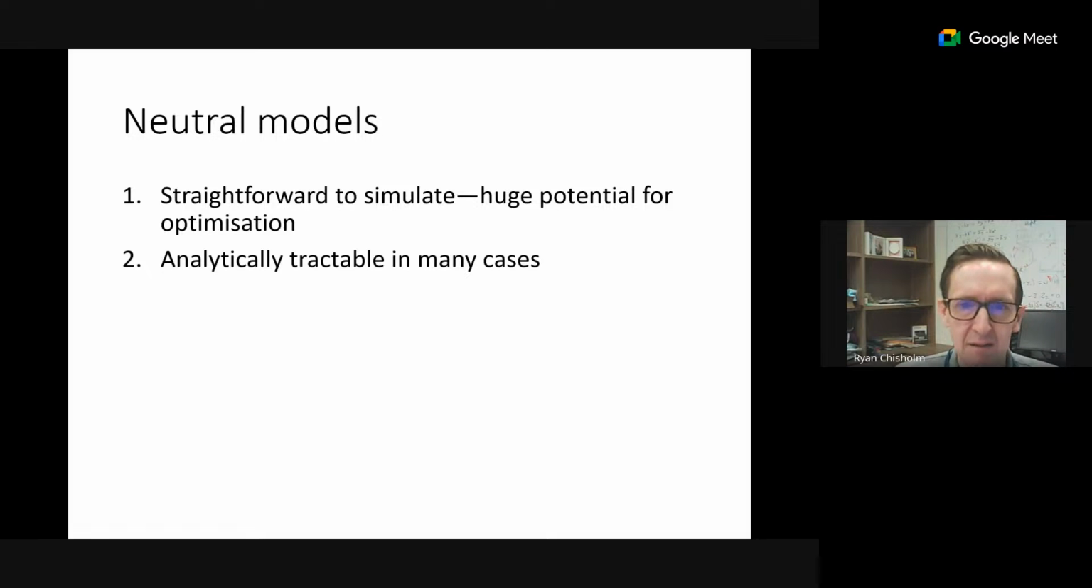The models are also analytically tractable in many cases, so you can get closed-form mathematical solutions for properties of interest. And they're extensible, so you can build in other processes, even niche processes, and in many cases still retain some of 1 and 2, so they'll still be simulatable and in some cases analytically tractable.